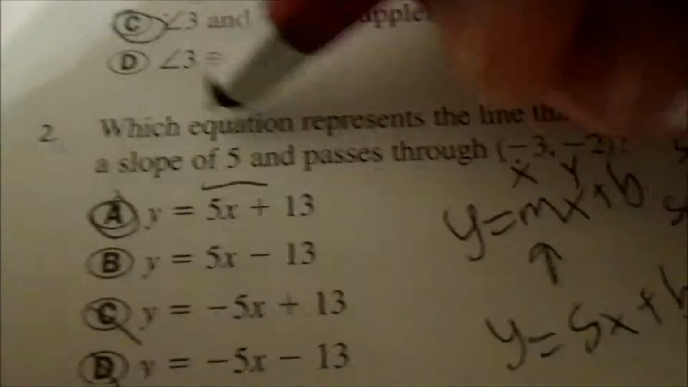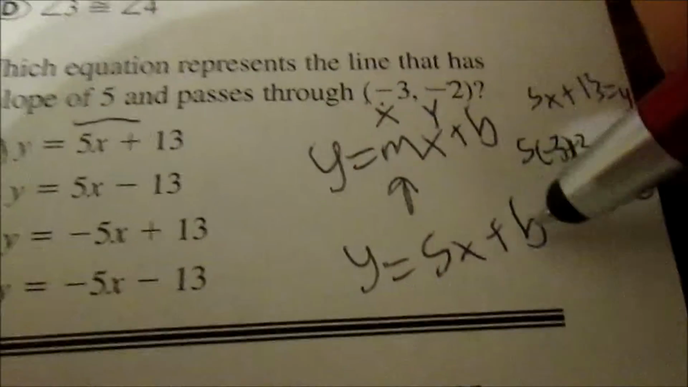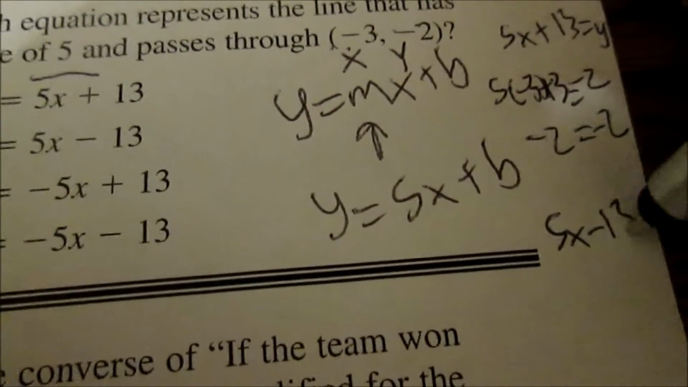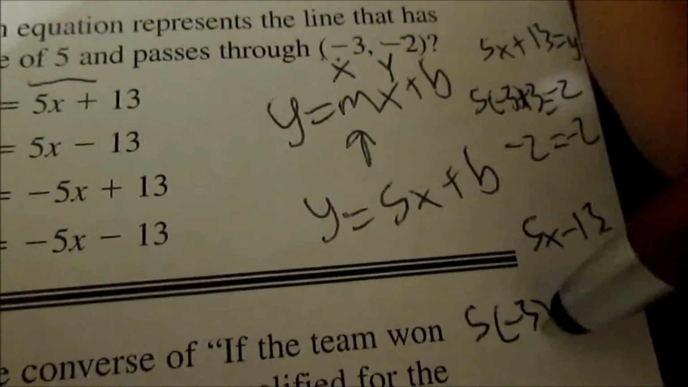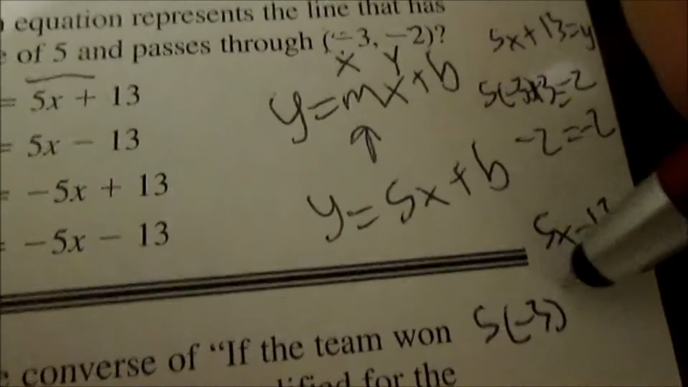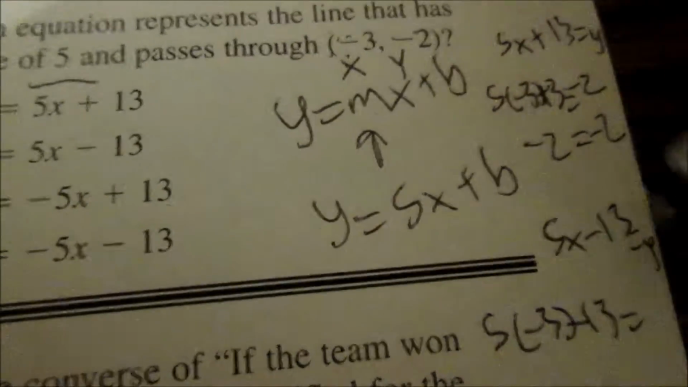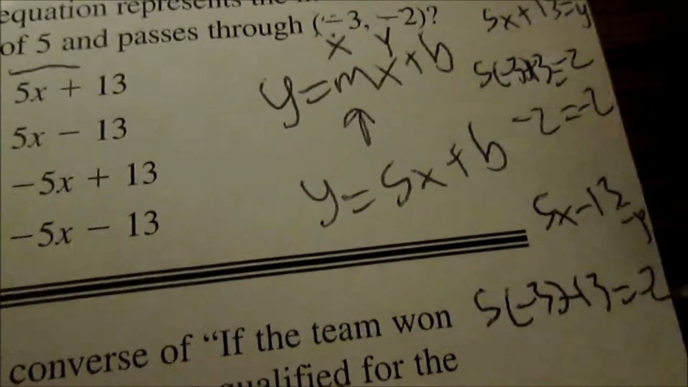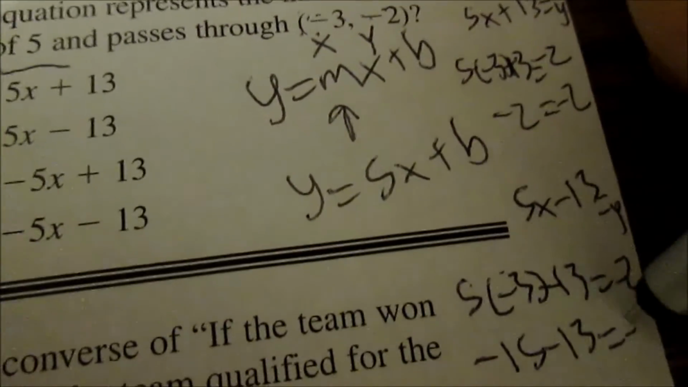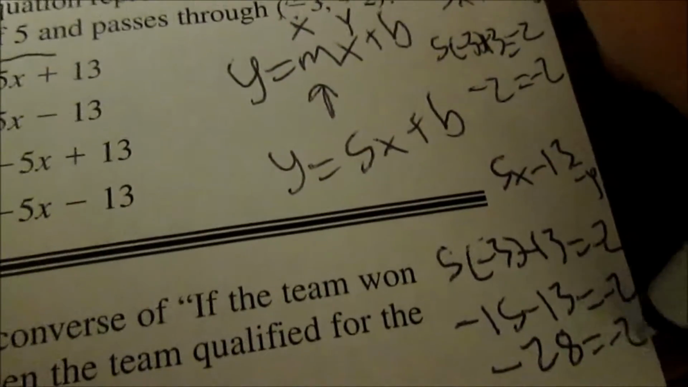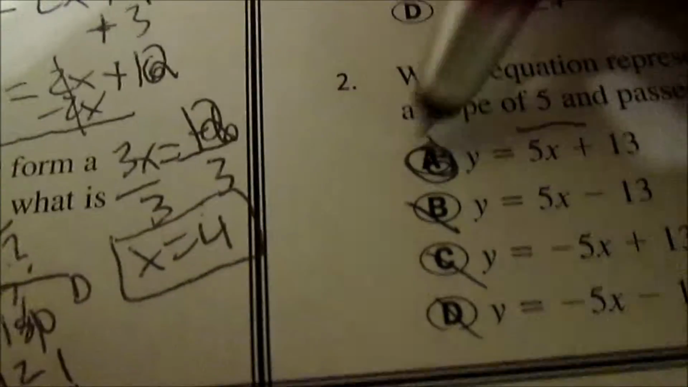To be sure, I'll check. So I do 5x minus 13 this time. 5x minus 13 equals y. 5 times x, which is -3, is up here, and minus 13 equals y, which is -2. Put it where y is. 5 times -3 is -15. -15 minus 13 is -28. That's not equal to -2, so it can't be B. Then A is the correct answer.